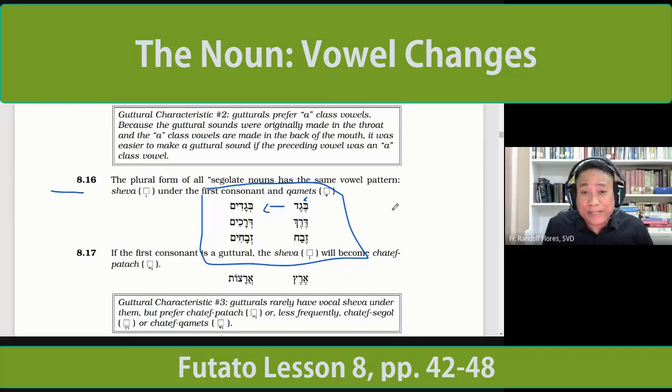So, okay, begadim. Okay, notice the reduction. No?